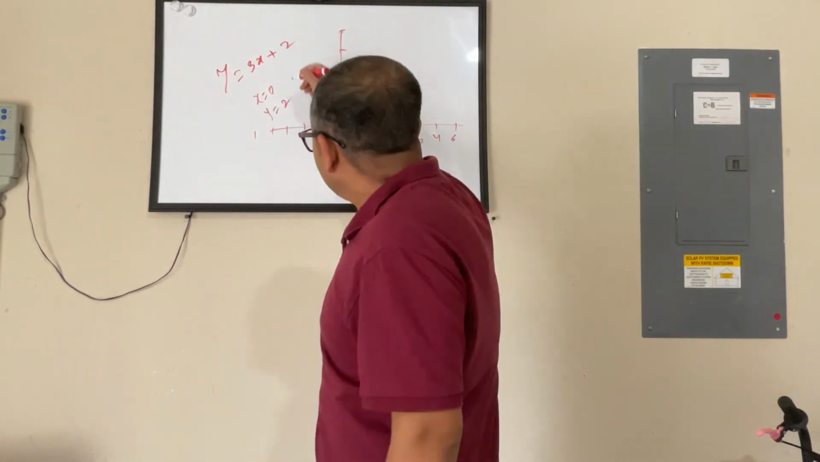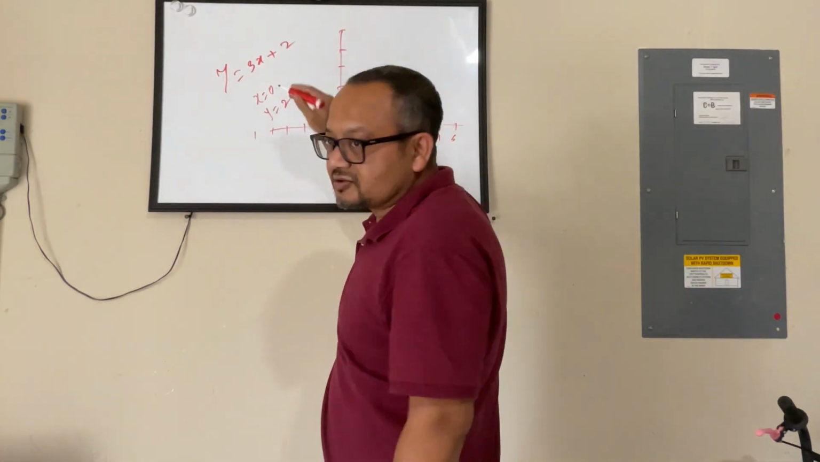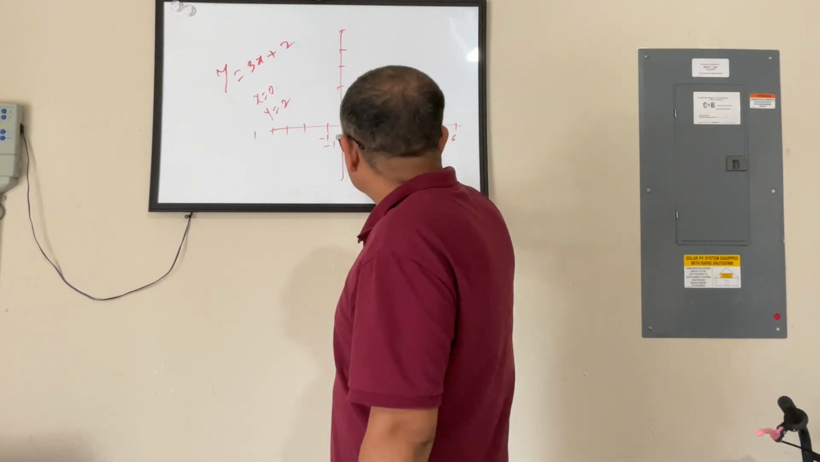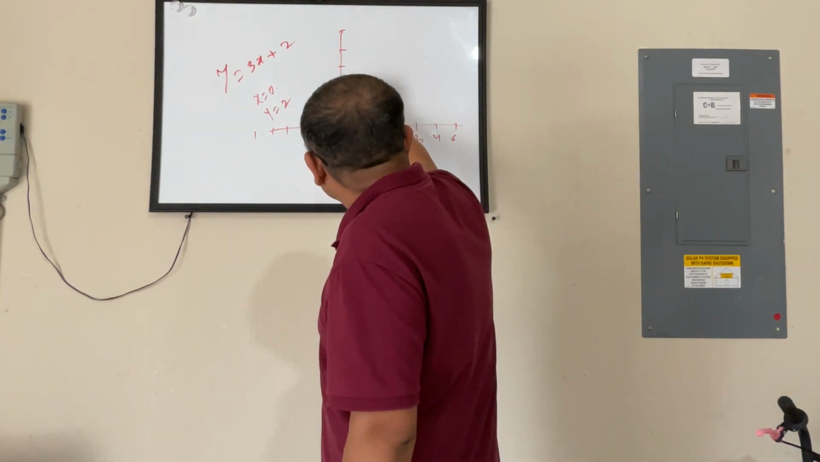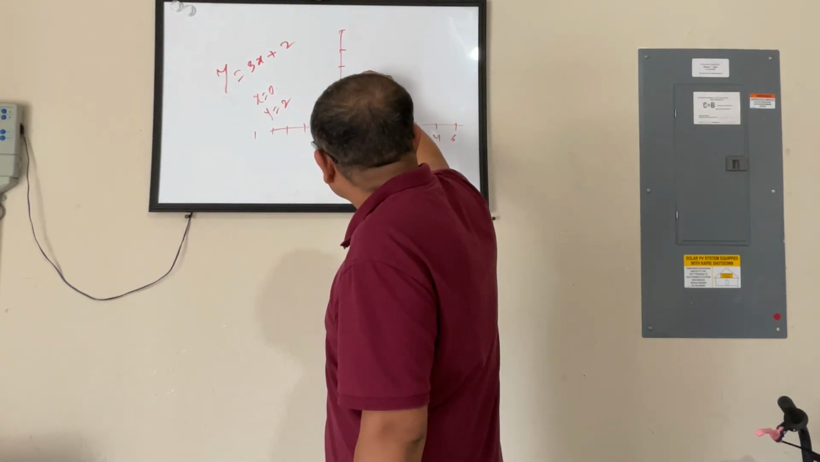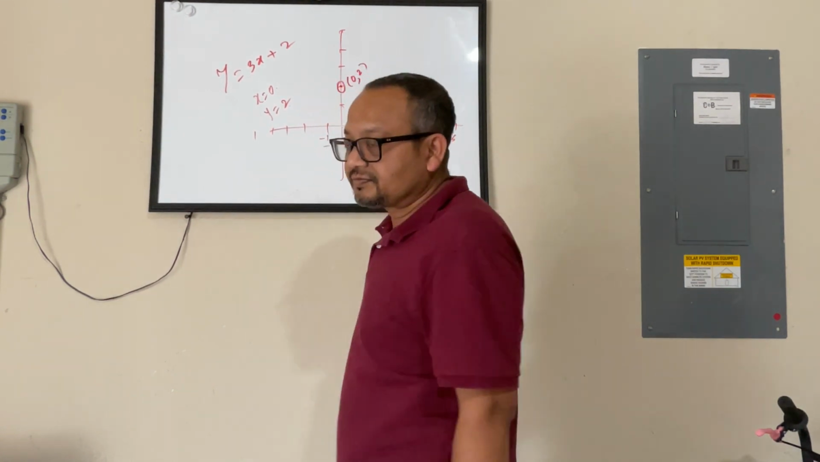Okay, so 2. You said 2. My first point is x equals 0, y equals 2. It will be on this axis. This is the point which has values 0 and 2, correct?